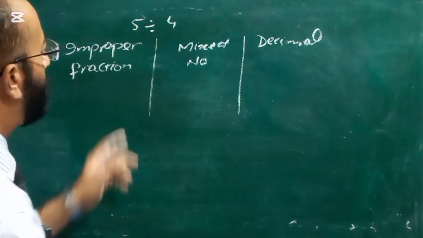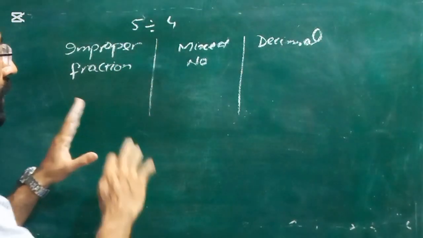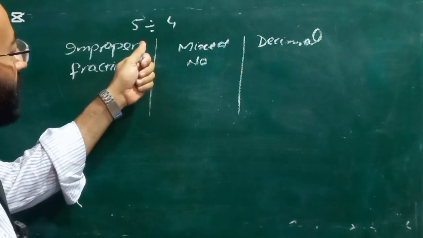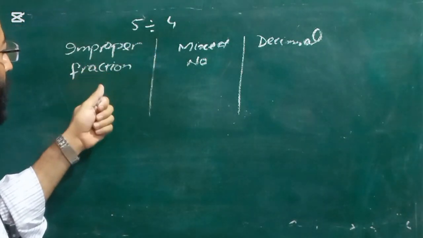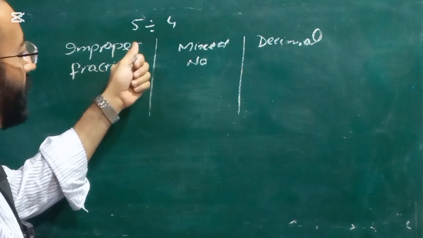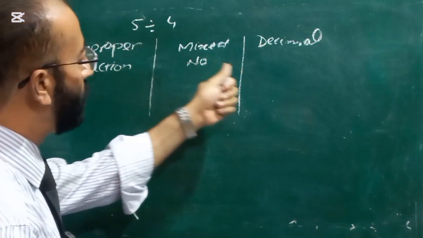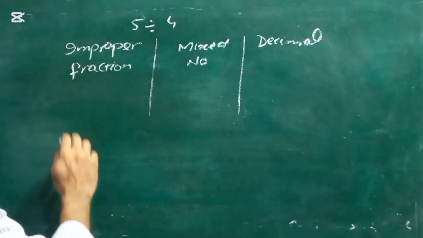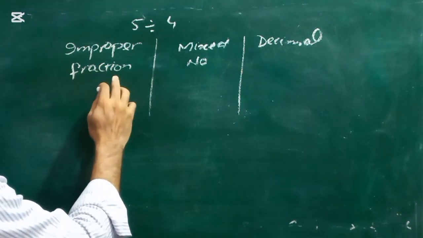Here is another question, 5 divided by 4. Now there are 3 requirements for the same question. First requirement is show this question as an improper fraction, then show this number as a mixed number, and then show this number as a decimal number. So the first type is show this number as an improper fraction.